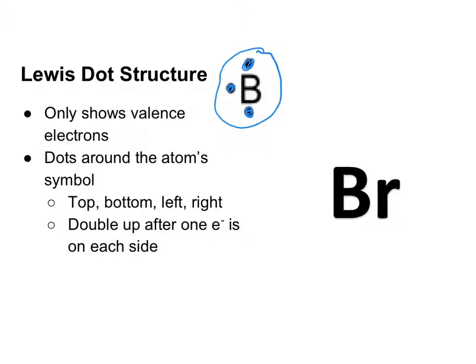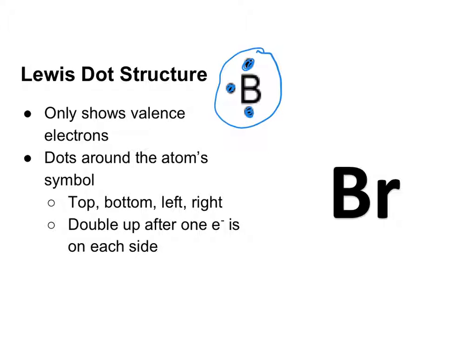When we place the dots around our symbol, there is a particular order you should follow. We're going to place the top first, then the bottom, then left, then right. We place all of those on their own first before we double them up. The reason we do that is that placing them alone indicates those are potential bonding sites for that atom. So the more lone electrons we see in our Lewis dot structure, the more potential bonding sites there are for that atom. Let's see an example of this.